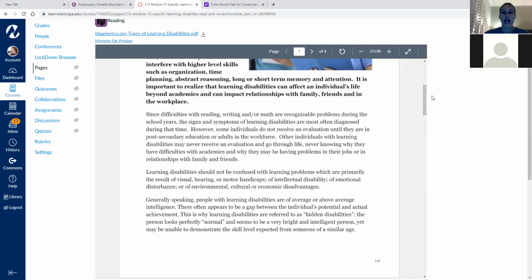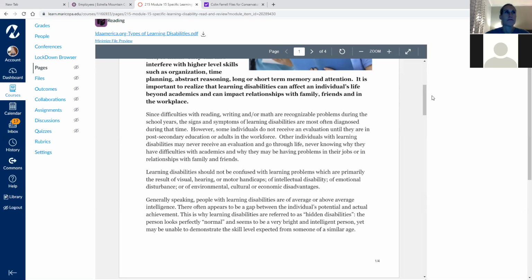So learning disabilities should not be confused. This is what I want to talk about. Problems that are primarily the result of visual issues. So you've got a visual problem, you're legally blind. Well, that's not a learning disability. That's a physical disability that impacts your ability to learn. Hearing, same thing. It's a hearing issue. You might have learning challenges because of a hearing issue, but the etiology is a hearing loss.